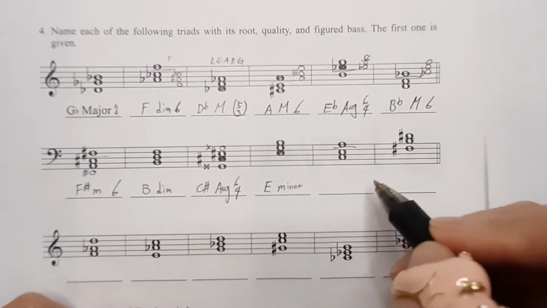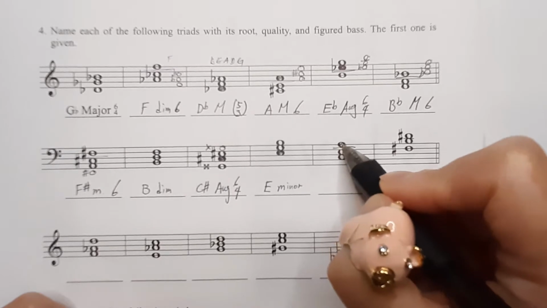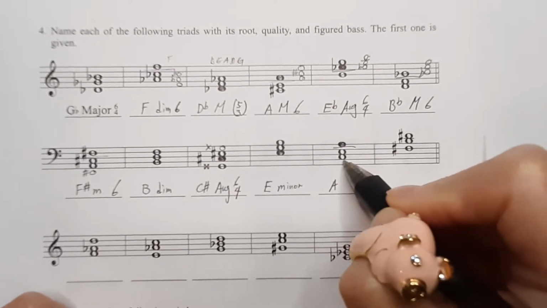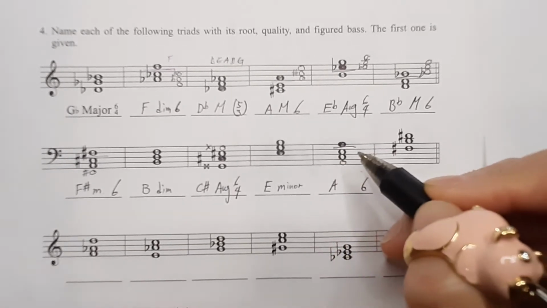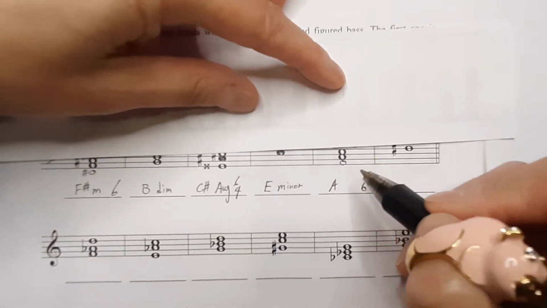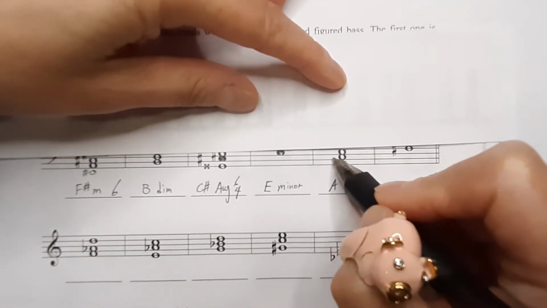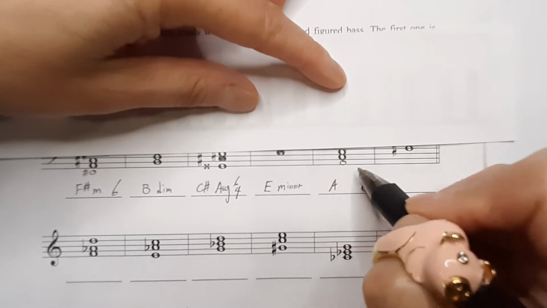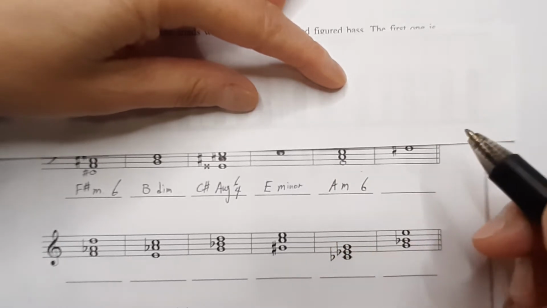Gap is on the top, so the number should be 6. Which one is the root? It's A. When you put that in simplest form, it's going to be A, C, E. Like this. In the key of A major, you want to have a C sharp, right?